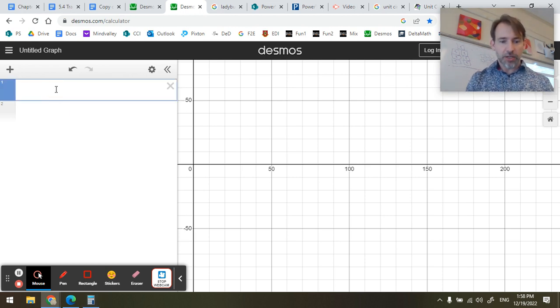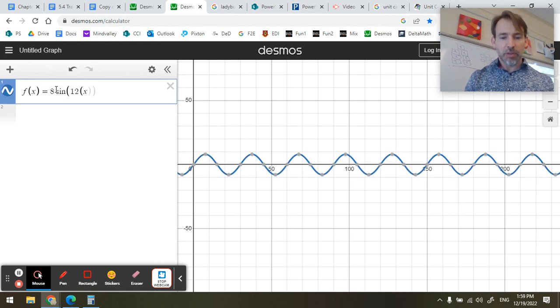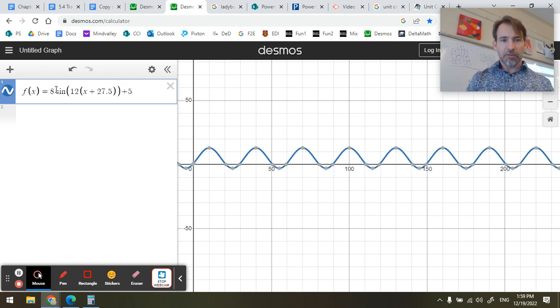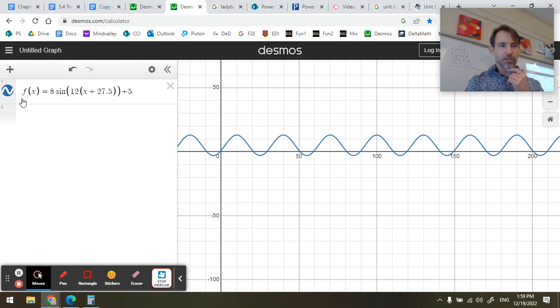So here's f of x we talked about. F of x equals 8 sine of bracket. We had a k of 12. 12 x plus 27.5, right? Plus 5. So there is plus 27.5 plus 5. That was g of x. And now let's graph f of x. Let's just change that to g of x.